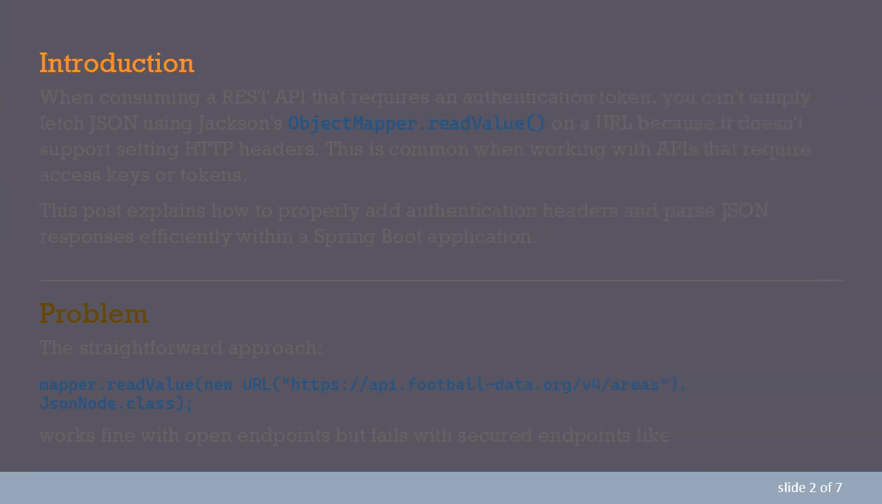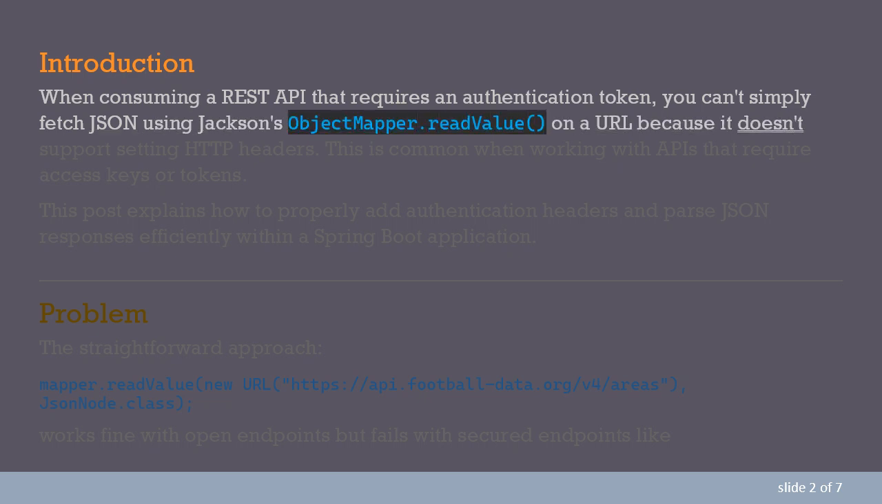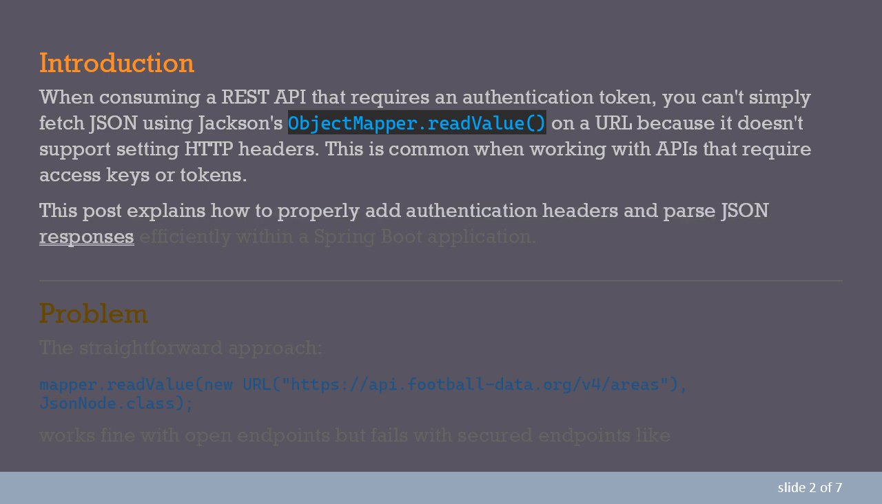Introduction. When consuming a REST API that requires an authentication token, you can't simply fetch JSON using Jackson's ObjectMapper.readValue on a URL because it doesn't support setting HTTP headers. This is common when working with APIs that require access keys or tokens. This post explains how to properly add authentication headers and parse JSON responses efficiently within a Spring Boot application.